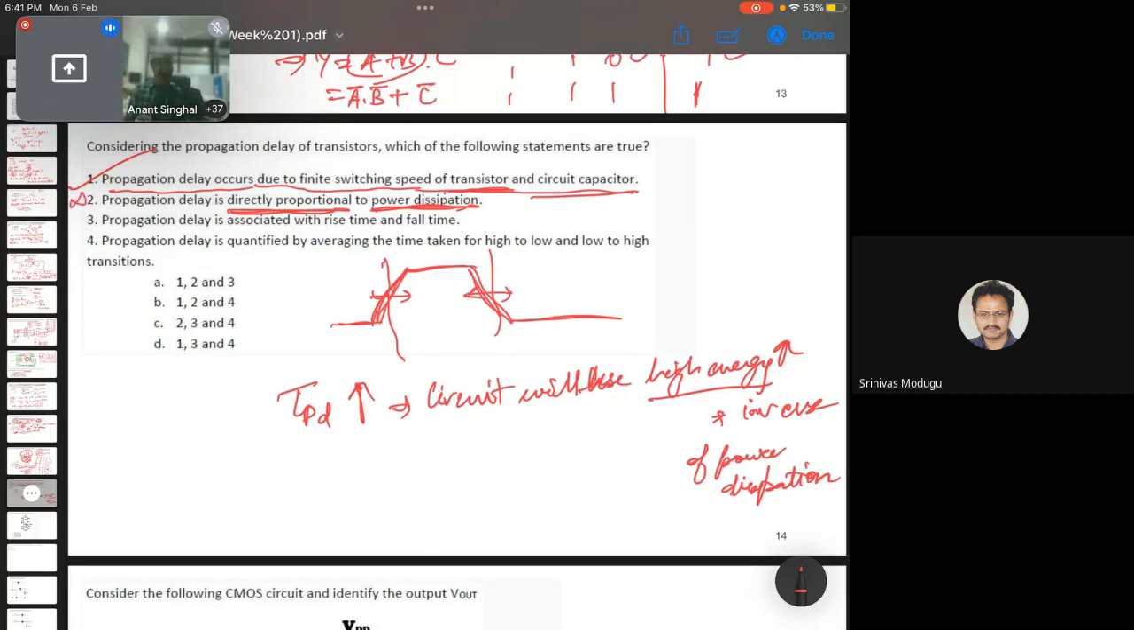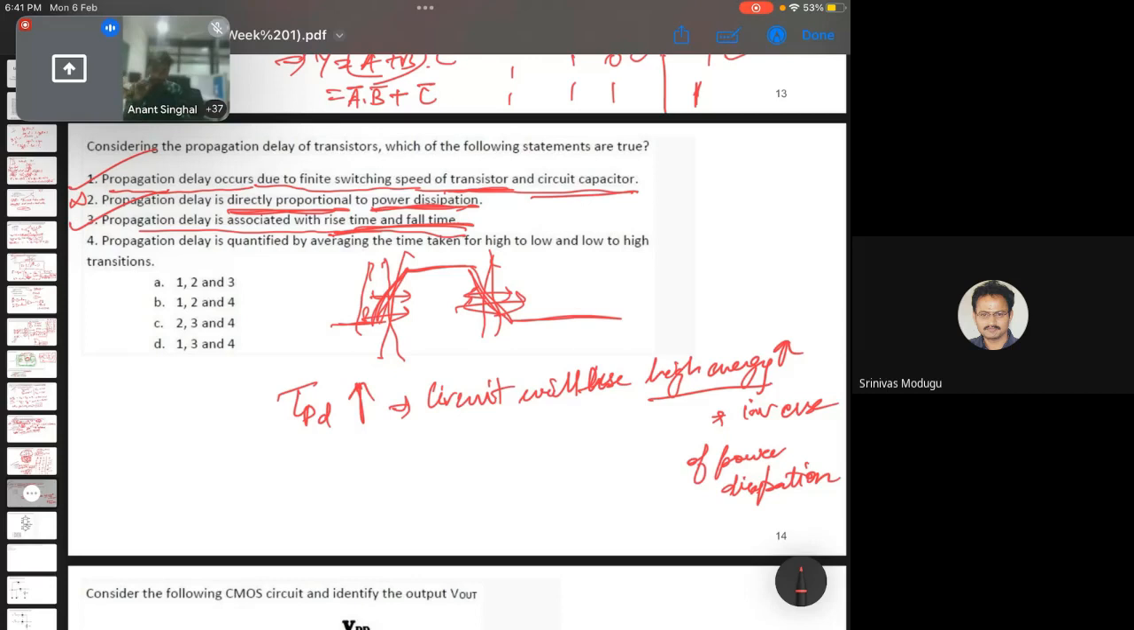So let's check the third option, which is propagation delay associated with rise time and fall time. Yeah, so this is the basic. I already told that this is the rise time and this is the fall time. So yes, it is associated with rise and fall time. So the third option is also correct.